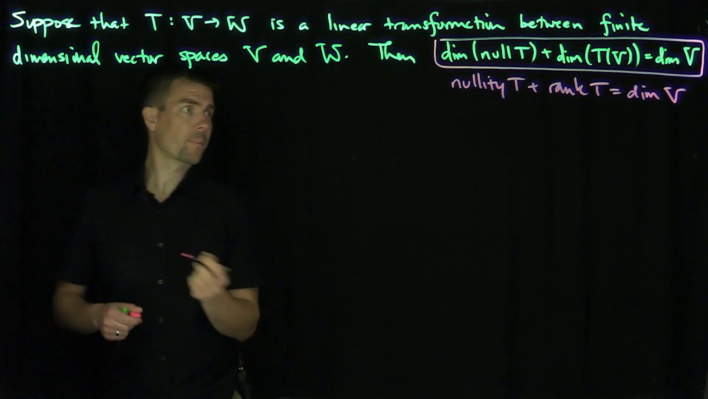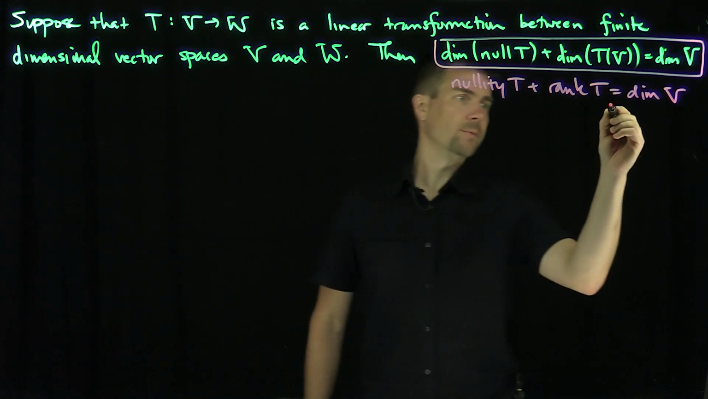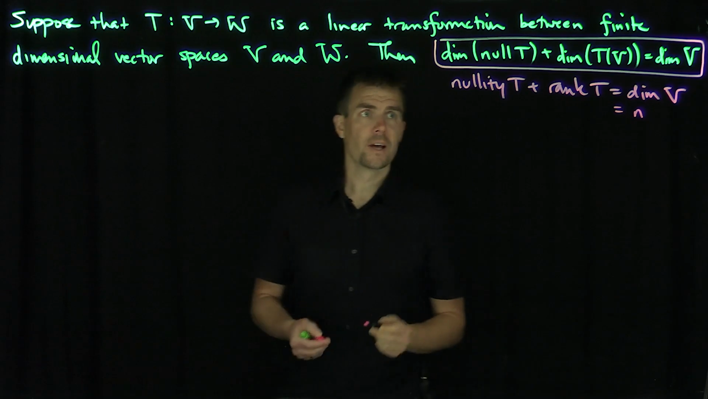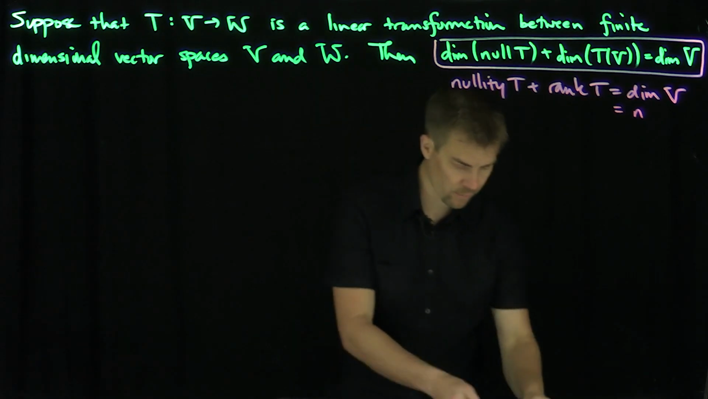Okay, and so for simplicity, we're going to set the dimension of V to be equal to n, since it's finite dimensional. And so let's prove this result. Okay, so how do we prove this result?